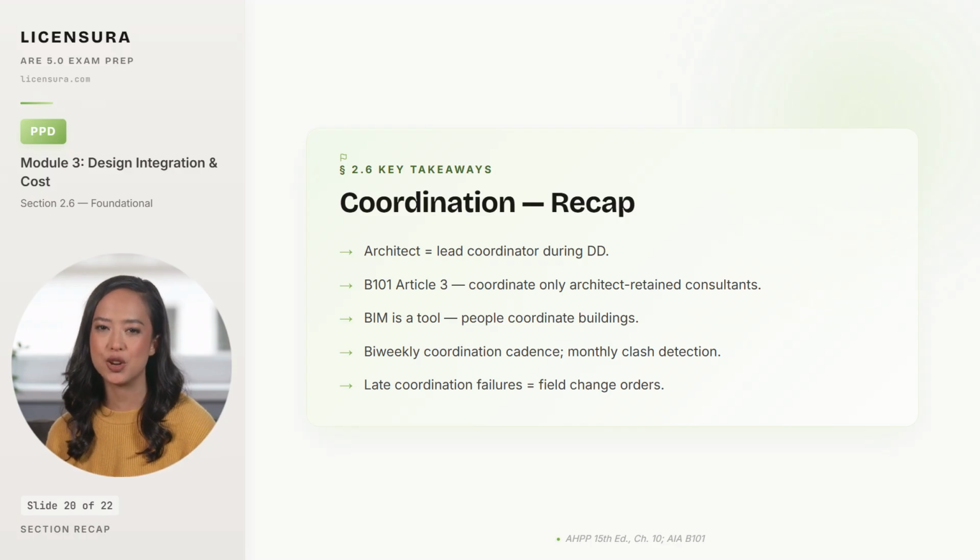BIM is a tool, not a coordinator. The software identifies conflicts, but only people resolve them, and the architect who treats a clean clash detection report as proof of coordination is fooling themselves. The cadence that catches conflicts on real projects is bi-weekly coordination meetings with monthly formal clash detection runs, plus milestone code and LEED reviews. And the consequence of skipping the cadence? Late coordination failures become construction phase change orders, and the architect whose DD coordination was incomplete is the architect named in the lawsuit when the owner pays the change order and seeks recovery.